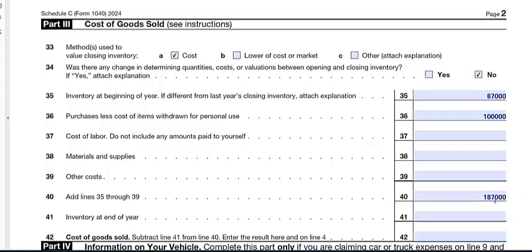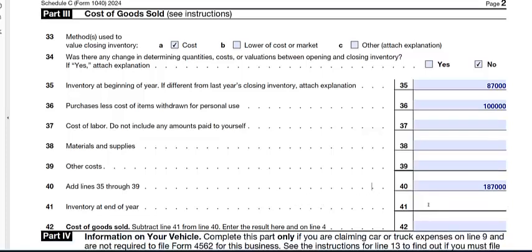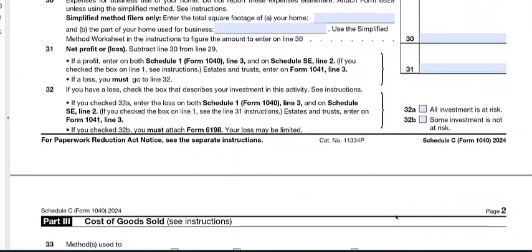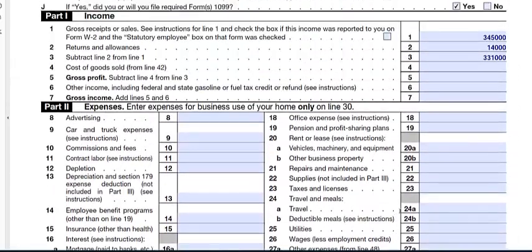This is the total goods that she had available to sell in her retail store, what she started with plus what she purchased. Her inventory at the end of the year was $72,000. So if she had $187,000 available and only $72,000 is left at the end of the year, that means the cost of what she sold, or her cost of goods sold, was $115,000. So we will move this $115,000 from line 42 to the cost of goods sold line.